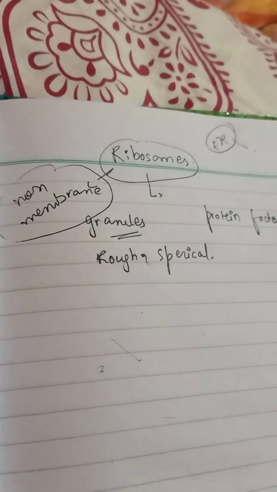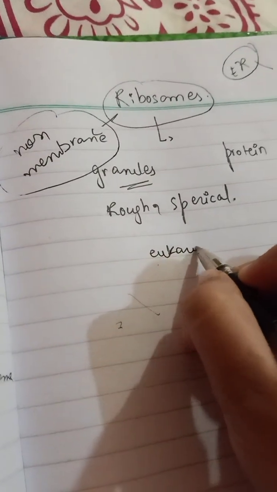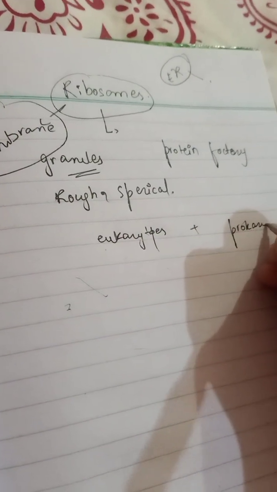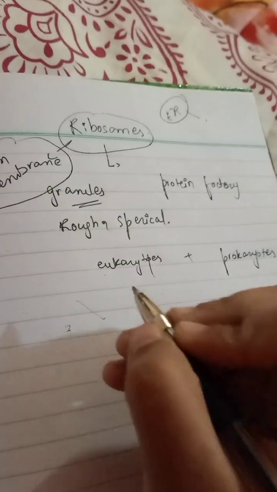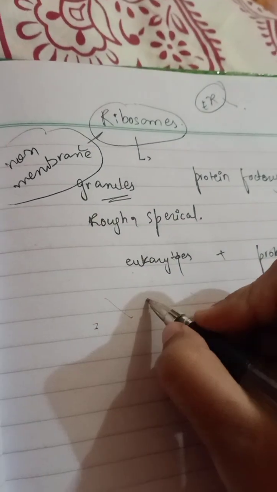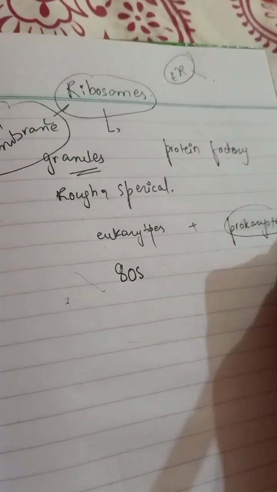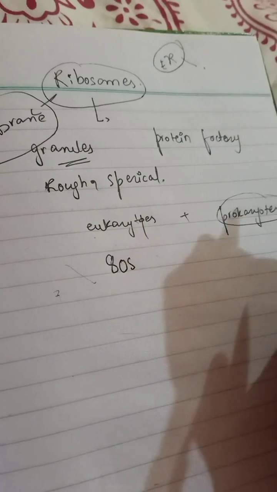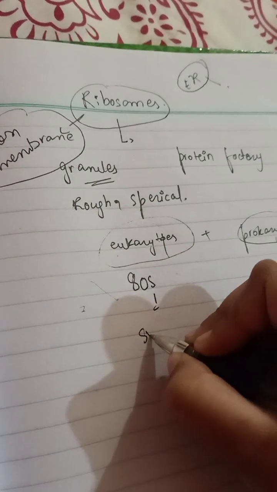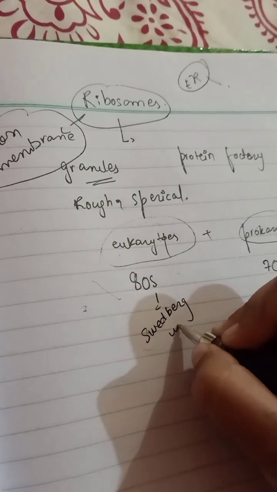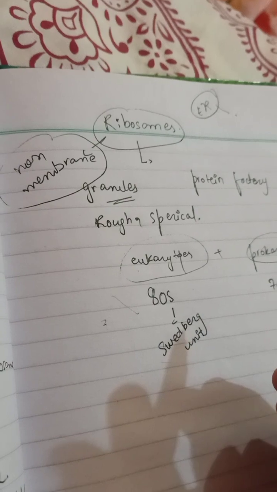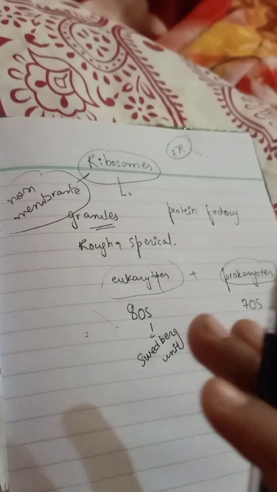It is found in both eukaryotes and prokaryotes. In eukaryotes the ribosome is larger, which is 80S. In prokaryotes the ribosome is smaller compared to eukaryotes, which is 70S. What is S? S is the Svedberg unit. The ribosome is only seen under the electron microscope.